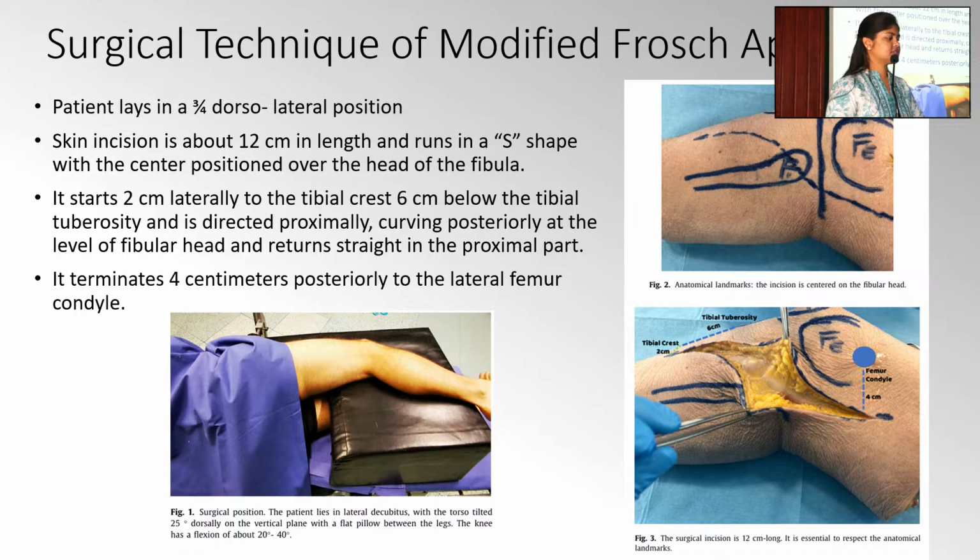So coming to the surgical technique of the modified Frost approach, we have already seen the conventional Frost approach. The patient lies in a 3/4 dorsolateral position. The skin incision is about 12 centimeters in length and runs.